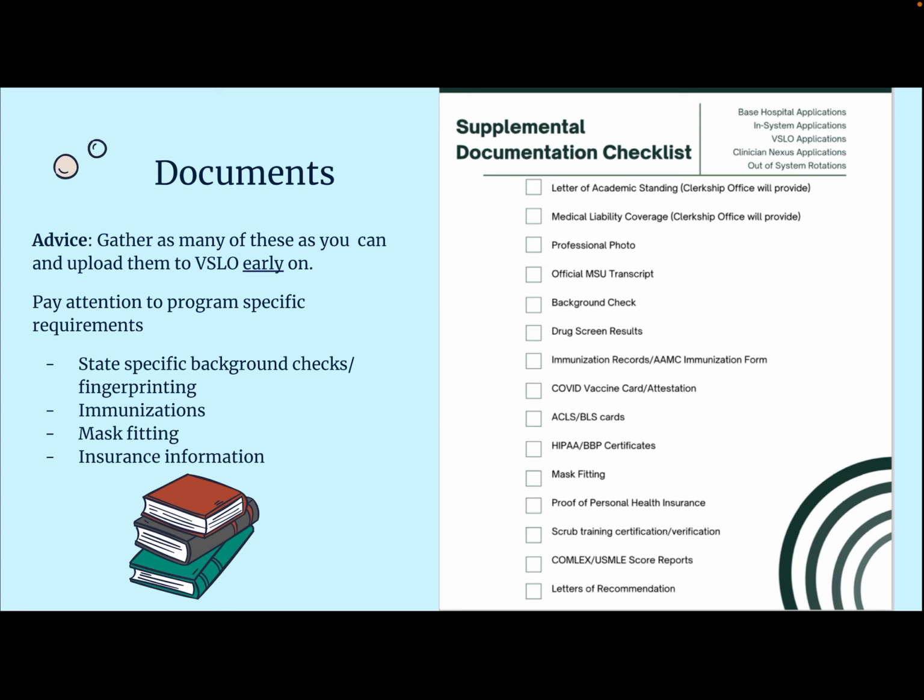This is a supplemental documentation checklist that my school provided, which I am sharing with you here. I found it very useful to make sure I had all my documents put together and uploaded into VSLO before I started applying for electives. As you can see, there's a lot of basic materials, so there's the HIPAA certificates, ACLS, BLS, COVID vaccine card, all of those things need to be completed by the time you apply. For pathology, do not worry so much about scrub training, but some places do ask for it.